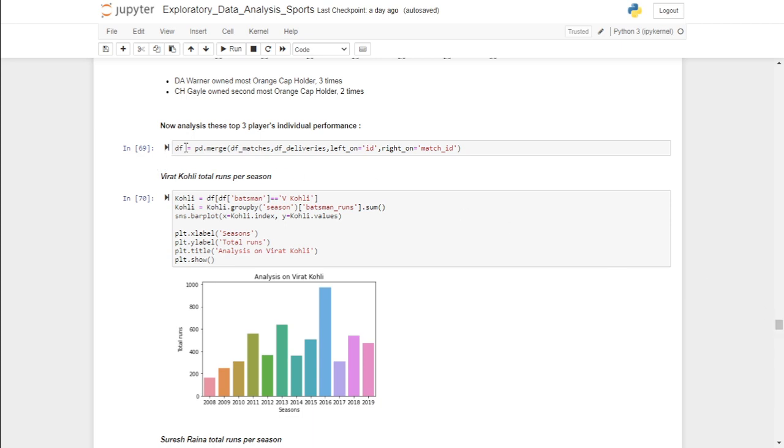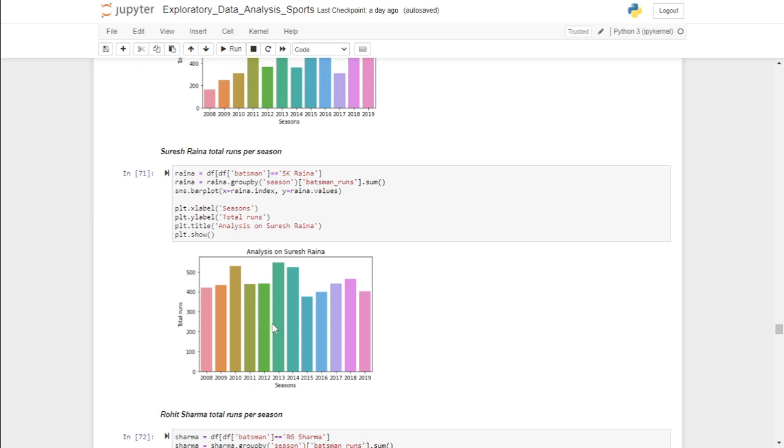And here is the analysis of the top three players. The players are Virat Kohli, Suresh Raina, and Rohit Sharma. And you can see that in Virat Kohli's total runs per season, his run score peaks in 2016. He has a record number of runs in a season, 973.